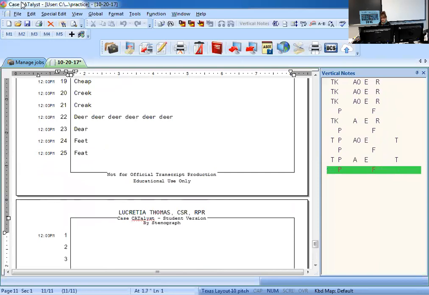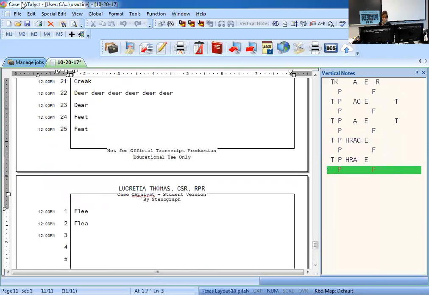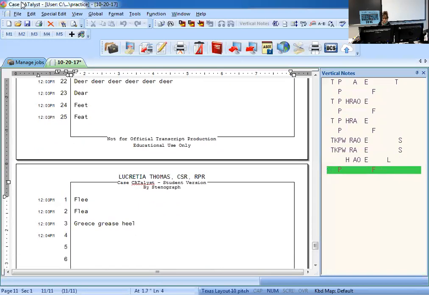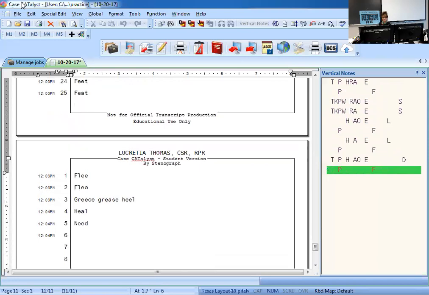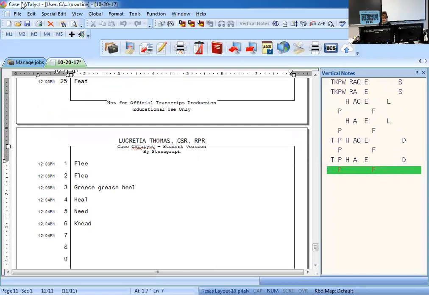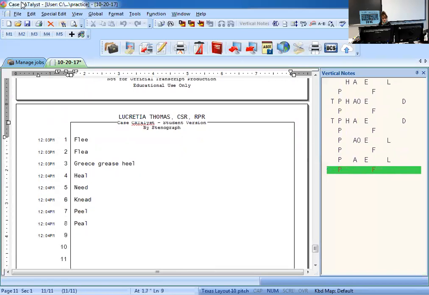Flee, to go away, is F-L long E. Flee, as in a dog has a flea, F-L-A-E. Grease, as in Greece, I'm going to visit Greece, G-R long E-S, and then grease on the spoon, G-R-A-E-S. Heel is H long E-L because there's two E's in there, as in the heel of your foot. And then heal, I hope you heal quickly, H-A-E-L. Need, N long E-D. Need with the K-N is N-A-E-D. Peel, P long E-L. Peel, P-E-A-L in English, P-A-E-L in steno.